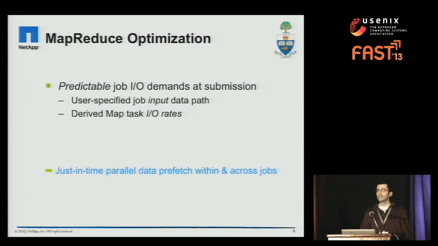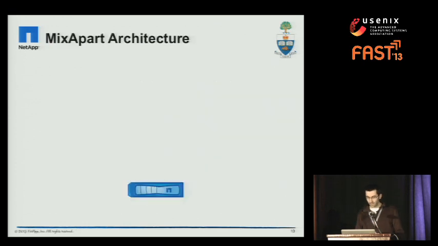What this means to us is that we're able to enable just-in-time parallel prefetching of data from the enterprise storage system into the cache. We're able to do this within a job: for a single job, as soon as the job is submitted to the system, we know what the job needs are. But we're also able to do this across jobs. If we have multiple jobs scheduled, we can look ahead and prefetch ahead. So we use this insight to drive our architecture.